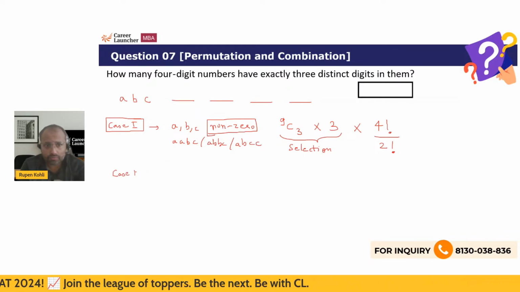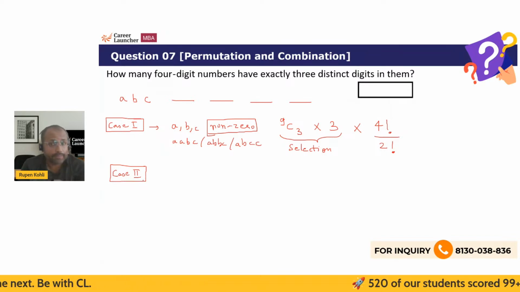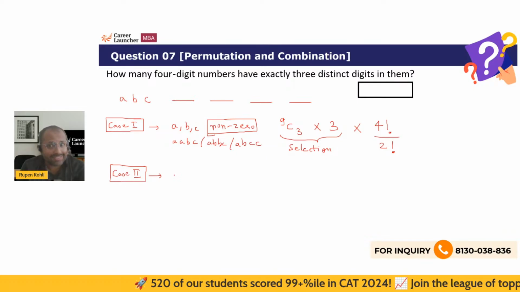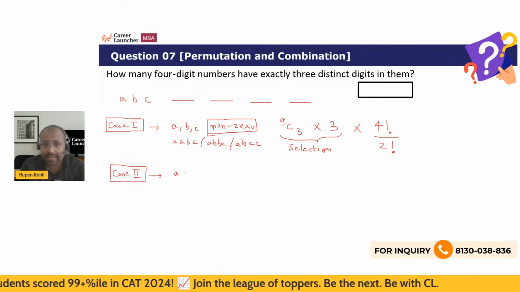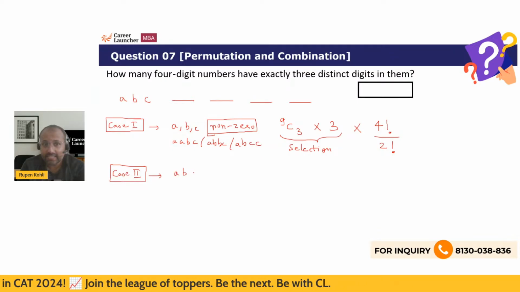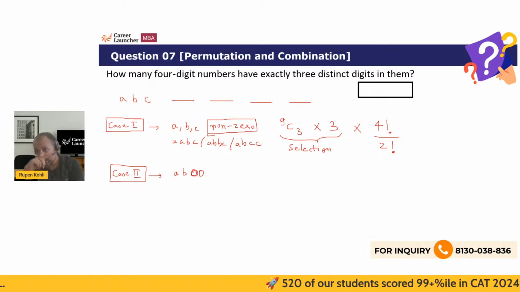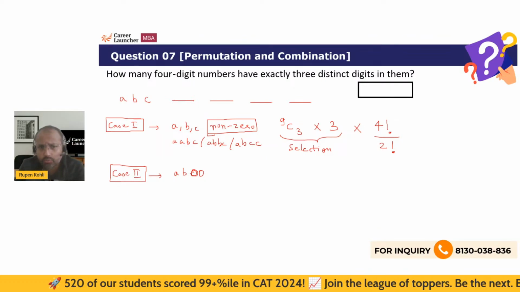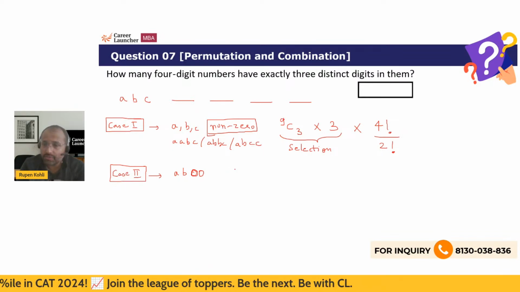Case 2, 0 is there. Now case 2 is not a single case, because whether 0 comes once or twice, that's another story. So you have to form actually 2 more cases. A, B, 0, 0. 0 comes and repeats twice. Possible. The 2 zeros can come in the last 3 places. So again, first select, then arrange.